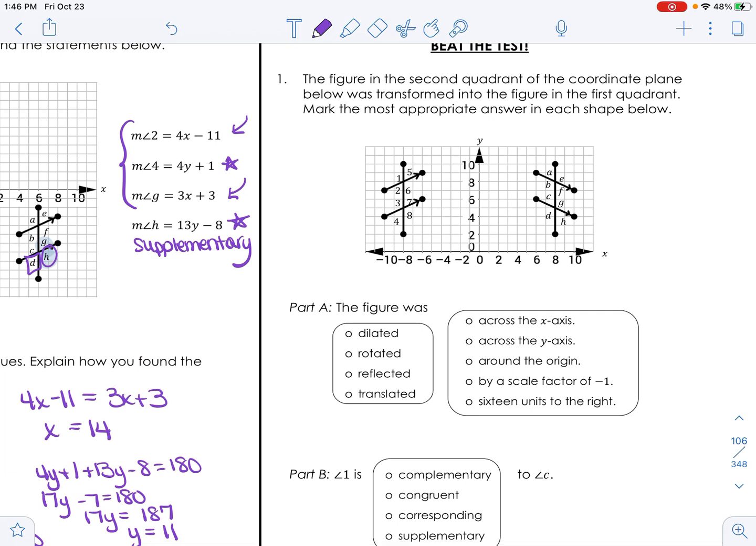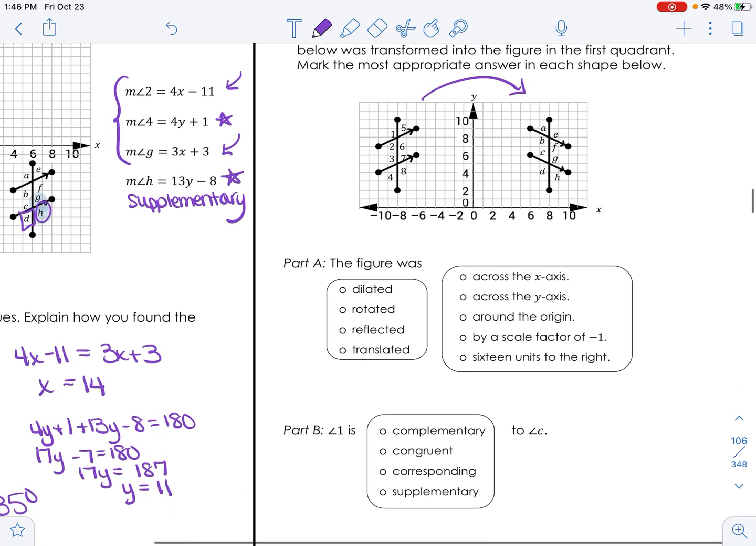Okay, so we're going to beat the test. The figure in the second quadrant of the coordinate plane below was transformed into the figure in the first quadrant. Mark the most appropriate answer in each shape below. Okay, so let's see. This is our pre-image to our image. All right, so how did we get over there? Was it dilated, rotated, reflected, translated?